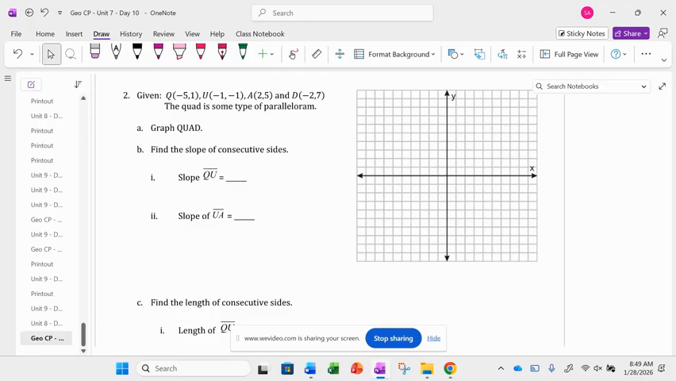All right, what I want you to do now is I want you to plot this next quadrilateral by yourself, and then I'll come around and take a look.